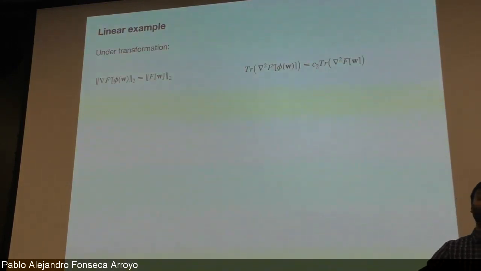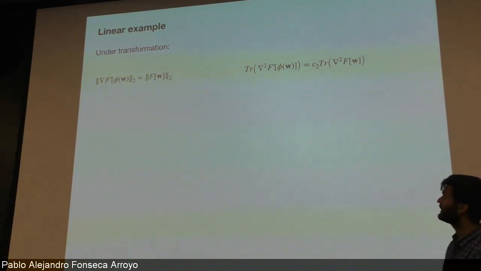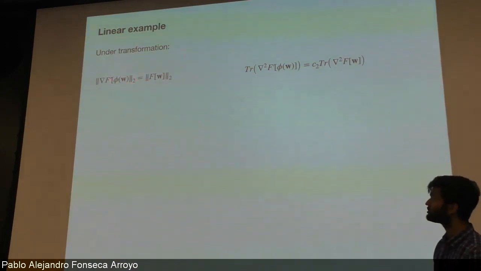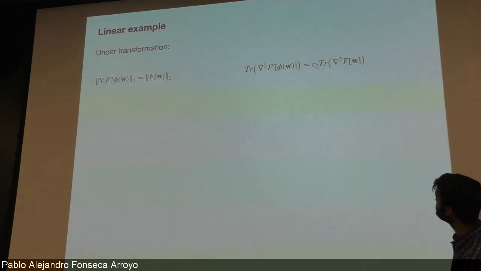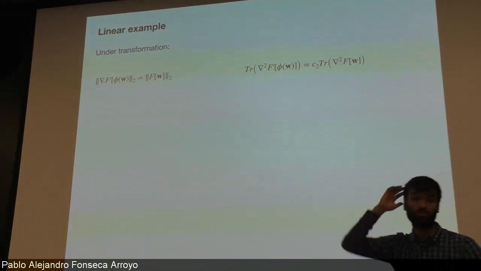Because it's a linear example, I can calculate everything analytically. And I can say that under the image of the transformation, the norm of the gradient doesn't change, whereas the trace increases by a factor C2, the number of outputs.